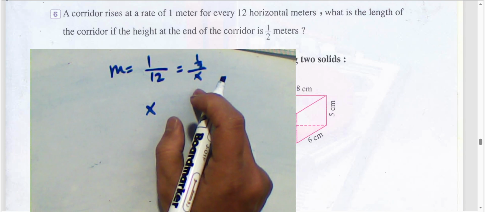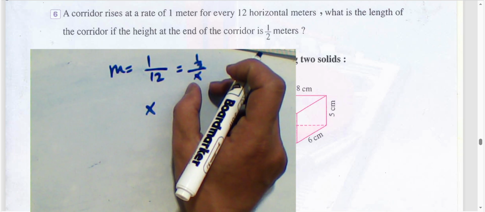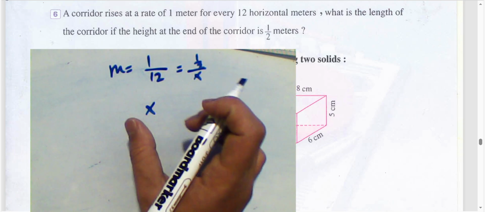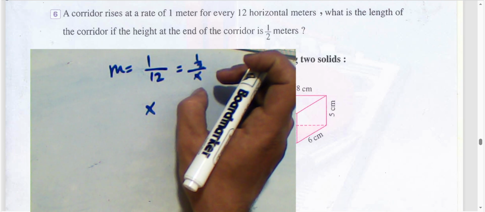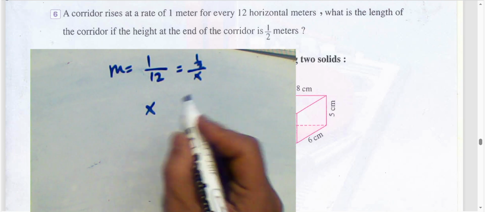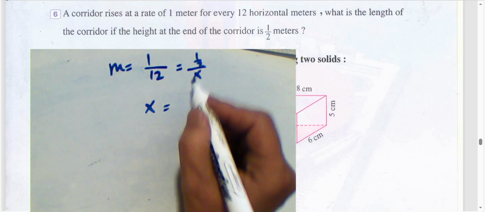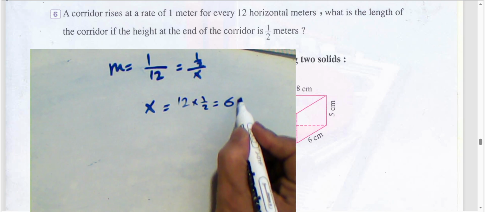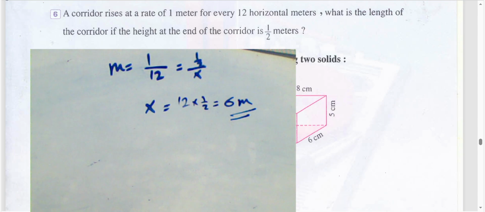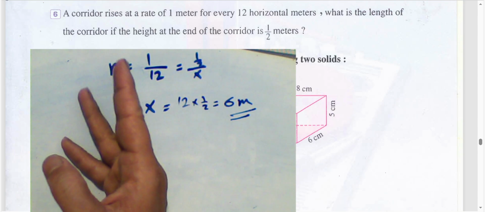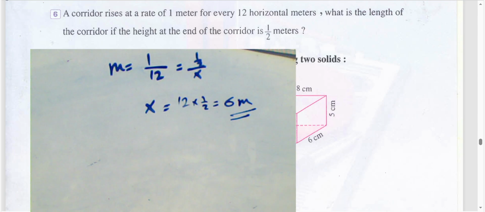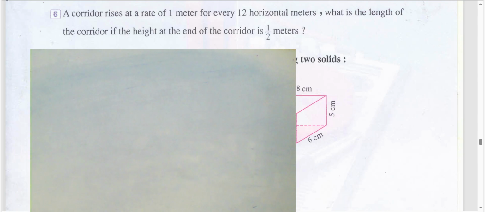Okay, we want to find the length of the horizontal if the height was 1 over 2. We know the constant here, 1 over 12, because the slope is constant in the example. Then x will be equal to 12 times half divided by 1, the result will be 6 meters. Understood? Write the slope 1 over 12 equivalent to half over x, where x is the length in the horizontal. Next question.